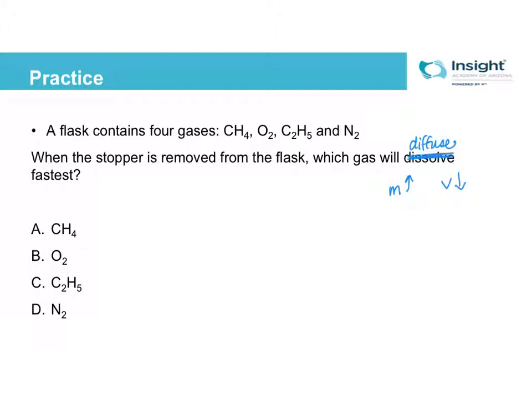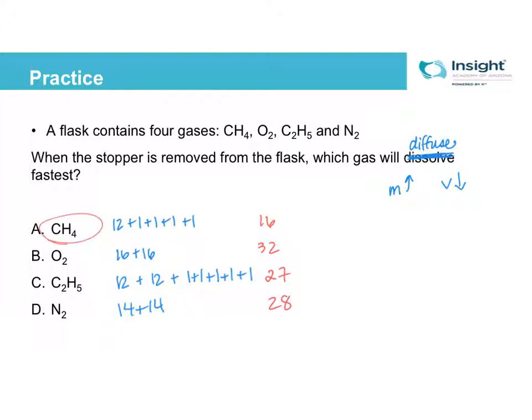You should see these as the masses of your individual elements, and if you combine these together, you get 16, 32, 27, and 28, which means methane, CH4, is going to be your fastest gas.